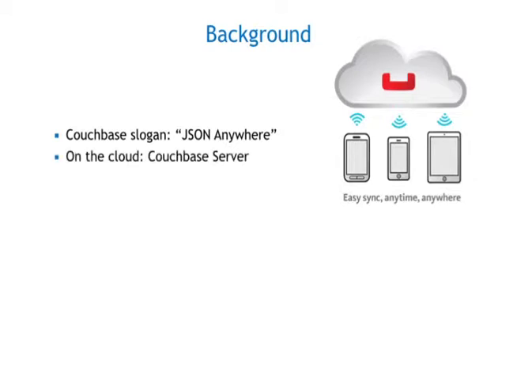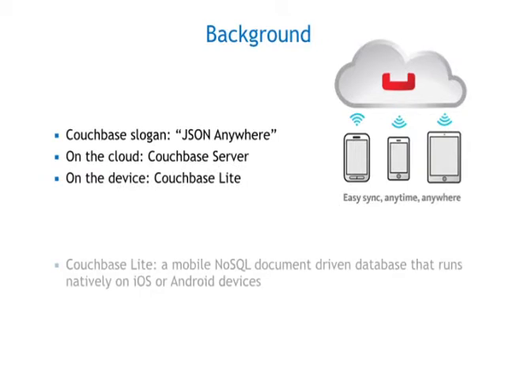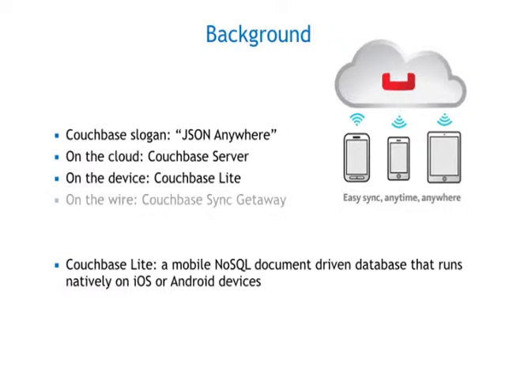You can use JSON on the cloud with Couchbase servers, a NoSQL document database similar to MongoDB. You can use JSON on the device with Couchbase Lite, a mobile NoSQL document-driven database that runs natively on iOS or Android devices. You can use JSON on the wire with Couchbase Sync Gateway, which links Couchbase Lite on a mobile with a Couchbase server on the cloud, taking care of the sync.